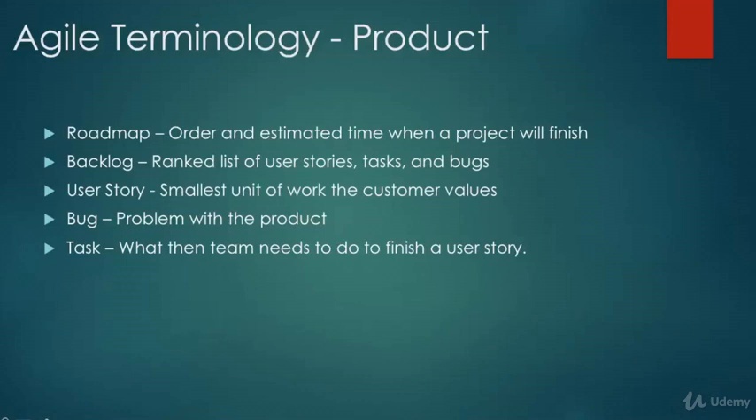This is where you put all your different user stories, tasks, and bugs. We're going to talk in more detail about the product backlog. It's a prioritized list of work for the development team that is derived from the roadmap and its requirements. The most important items are shown on the top.